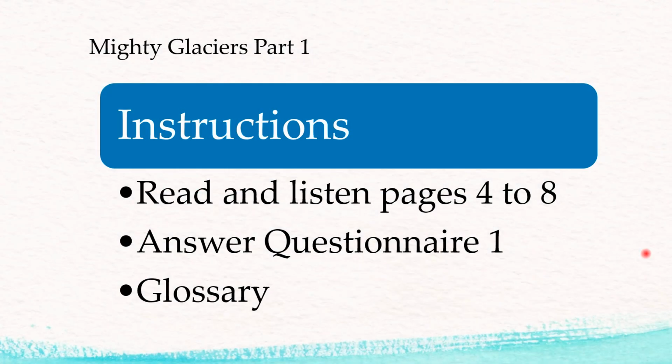Good morning, kids. Today we are going to focus on reading about Mighty Glaciers, Part 1. Remember that it is contained in your USB. The instructions are: first, you are going to read and listen to pages 4 to 8. Then, answer questionnaire 1. And finally, the glossary, in which you will have to look up the meanings. Let's go to read. Introduction.